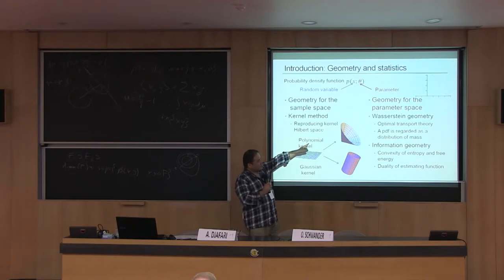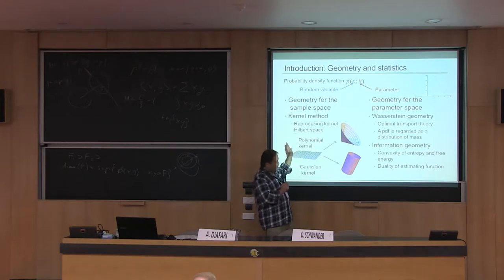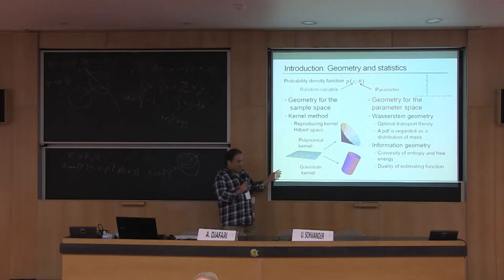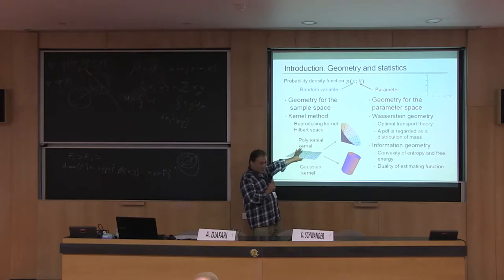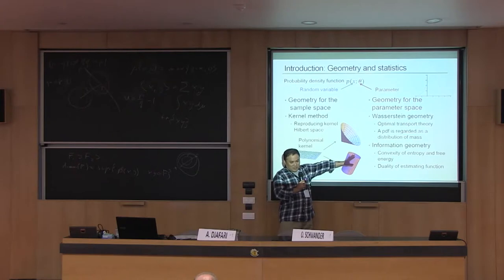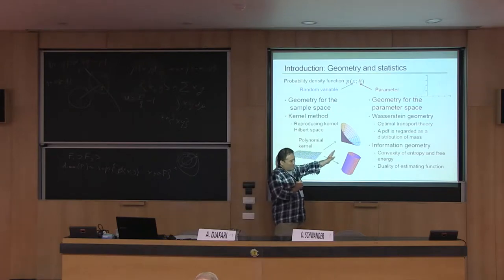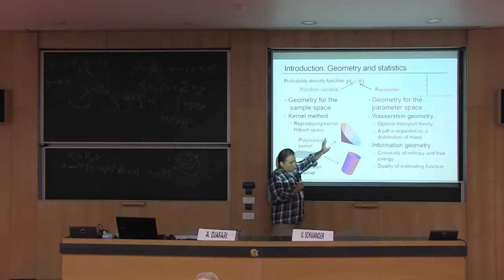On the other hand, geometry for parameter space is known as Wasserstein geometry or information geometry. In the Wasserstein case, the geometry reflects directly from the sample space. On the other hand, information geometry is independent of the structure of sample space. In today's talk, I'll consider information geometry, but if the sample space is a standard Euclidean space, invariance is a good criterion. But if the sample space is a manifold or some algebraic space, maybe invariance is not a good criterion. So I would like to give some good relation between sample space and parameter space.